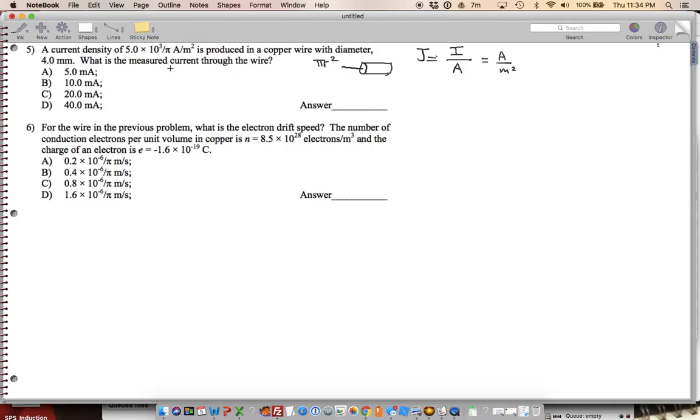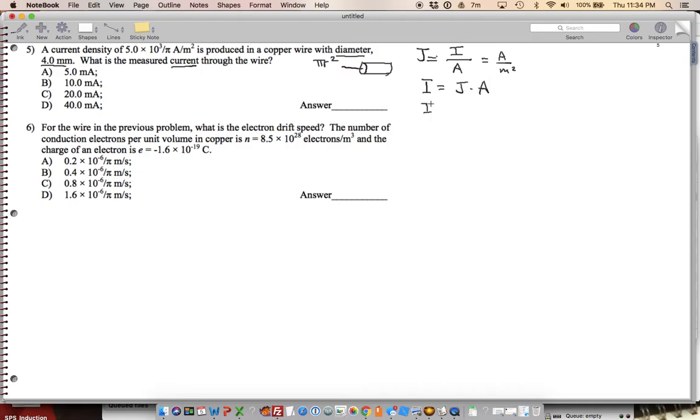And so it's asking me, what is the measured current through the wire? So I've got my formula. I know J is equal to current over area, so I can solve for current. I is equal to J times A. I have a diameter of my copper wire of 4 millimeters, and so that's 4 times 10 to the negative 3 meters. So I can just plug in.